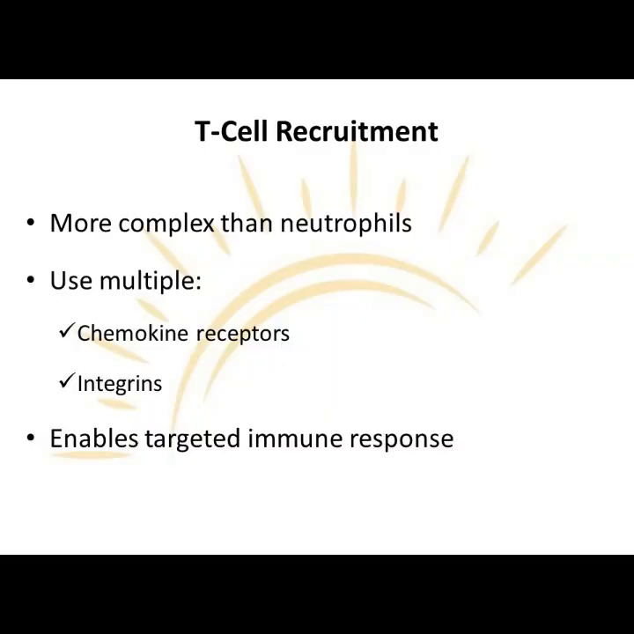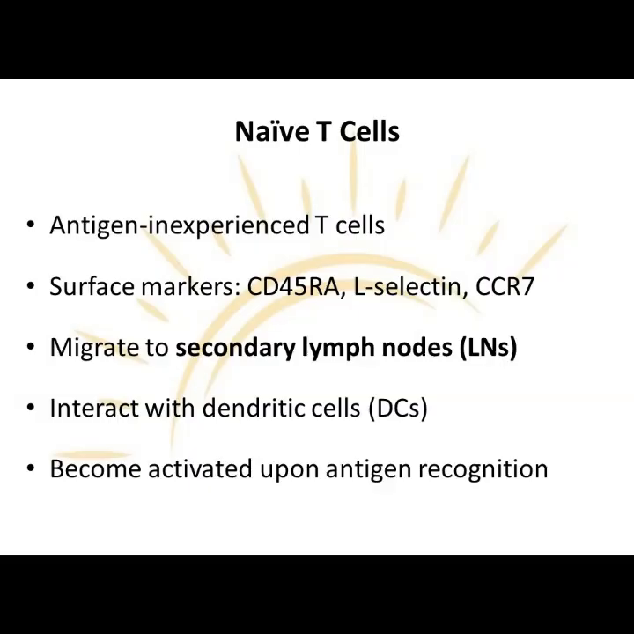In arrest, chemokine receptors CXCR1 and CXCR2 are involved, and this is important in wound healing. T-cell recruitment. It is more complex than in neutrophils. T cells use multiple chemokine receptors and integrins. This enables a targeted immune response. Naive T cells are antigen-inexperienced T cells. Surface markers are CD45RA, L-selectin and CCR7.